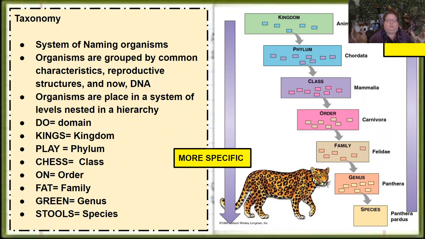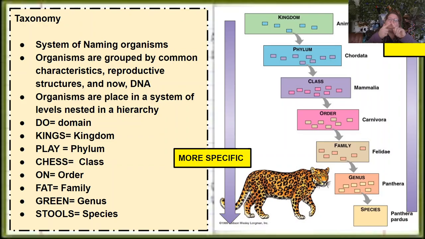So for instance, in order to be considered an animal, you really only need to be multicellular and heterotrophic. And that will put you in the category of an animal. But if you are going to be in the genus Panthera, you need to have certain characteristics of that genus, of that family, of that order, of that class, of that phylum in that kingdom. And so the list of what characteristics you must have gets bigger.